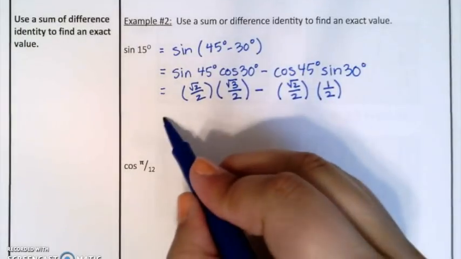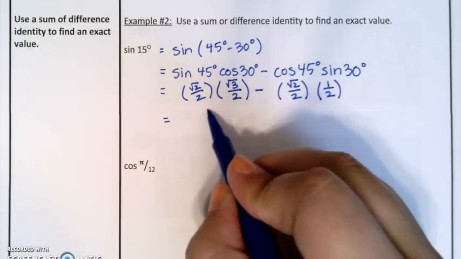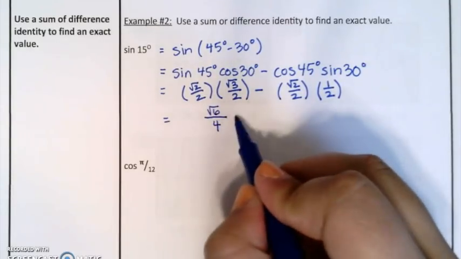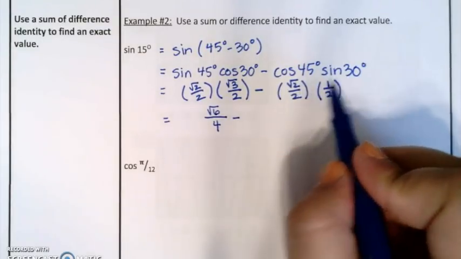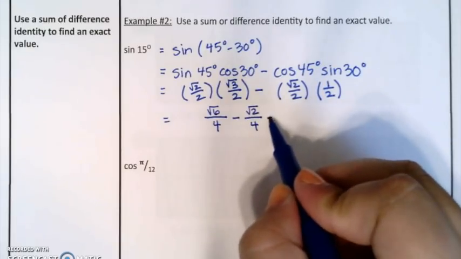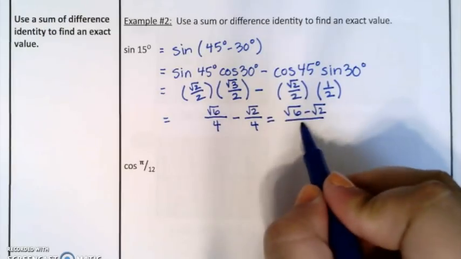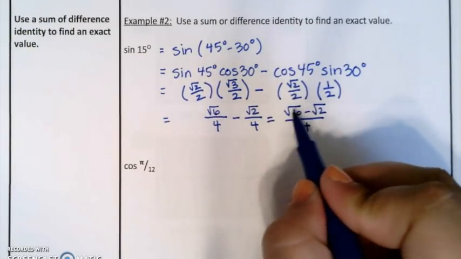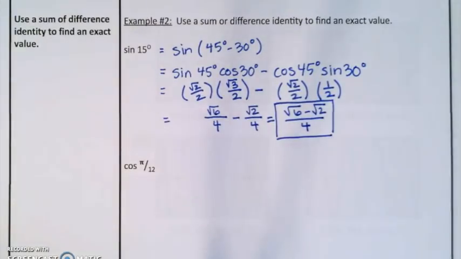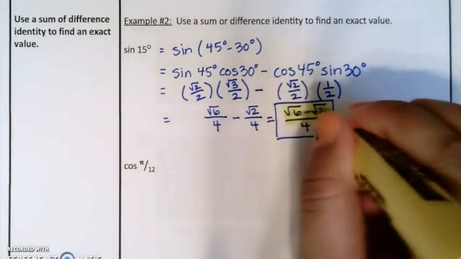So now we can compute: the square root of 2 times the square root of 3 is the square root of 6, divided by 2 times 2 is 4, minus the square root of 2 times 1 is the square root of 2, divided by 4, which gives us the square root of 6 minus the square root of 2, divided by 4. These are not like radicals, so I cannot simplify that further. So our final answer is the square root of 6 minus the square root of 2 all over 4.